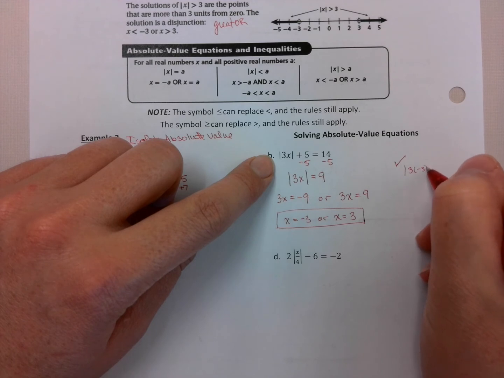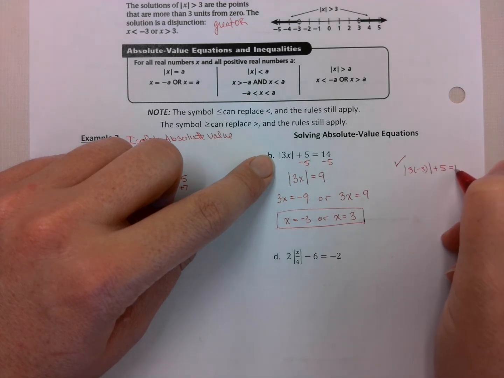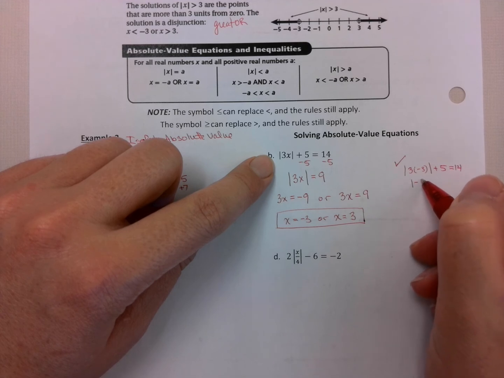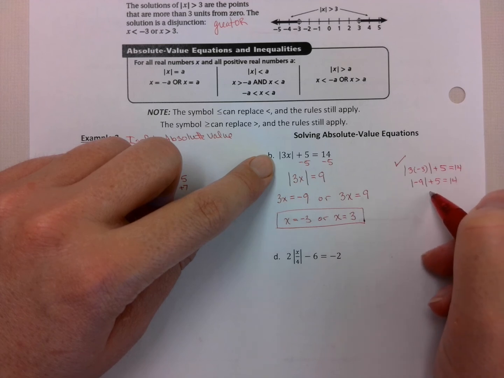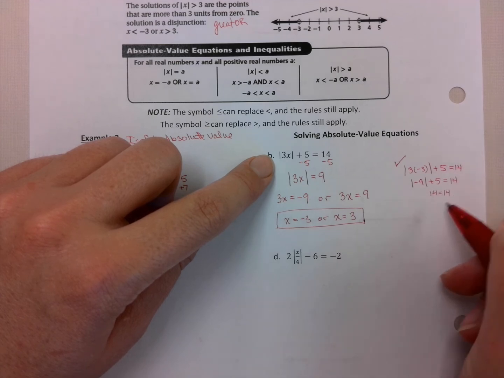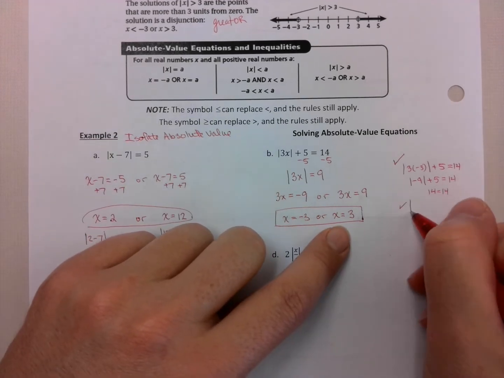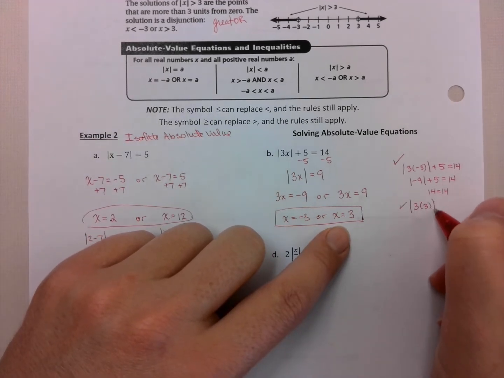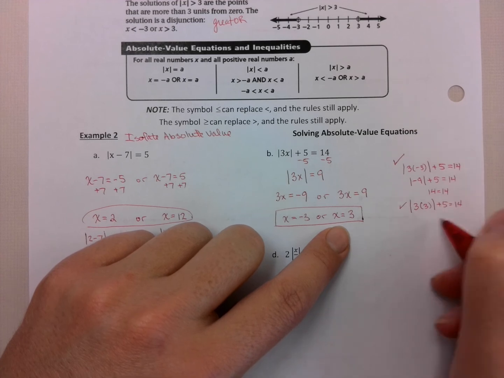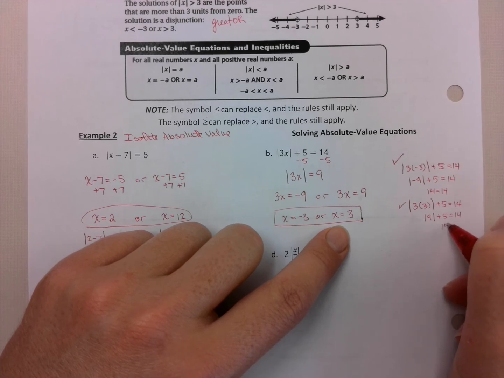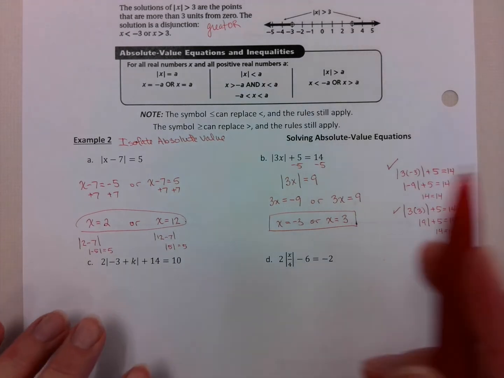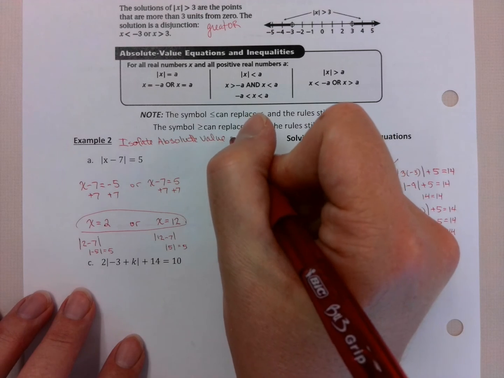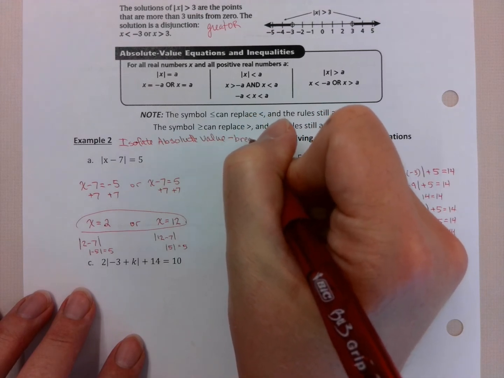3 times negative 3 plus 5 should be 14. Okay, well that's the absolute value of negative 9 plus 5 is 14. Well, the absolute value of negative 9 is 9. 9 plus 5 is 14, so it works. If we check the 3, that works. 3 times positive 3 plus 5. So that would be the absolute value of 9 plus 5, and the absolute value of 9 is 9, so we get 14 equals 14. So we always can go back and check. So with absolute value, you want to remember to isolate the absolute value and then to break into two answers.